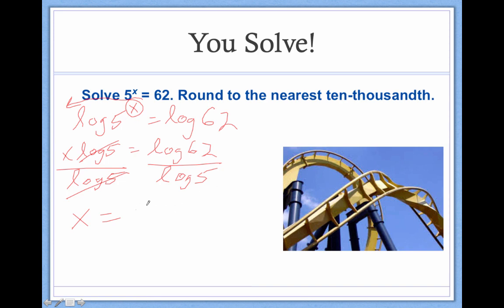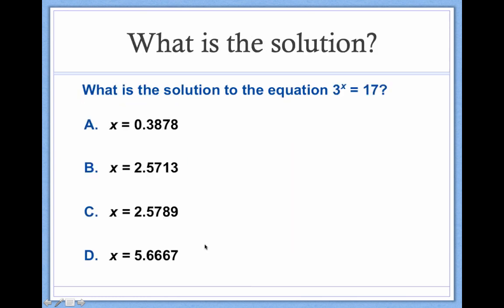It gives me 2.5643. What a wonderful number. It has so many digits in it that are next to each other. Now I can do 5 raised to the 2.5643 to check my answer. I get 61.996. Sounds like 62 to me. We are good. So we take the log of both sides. Same thing here. Take the log of both sides.